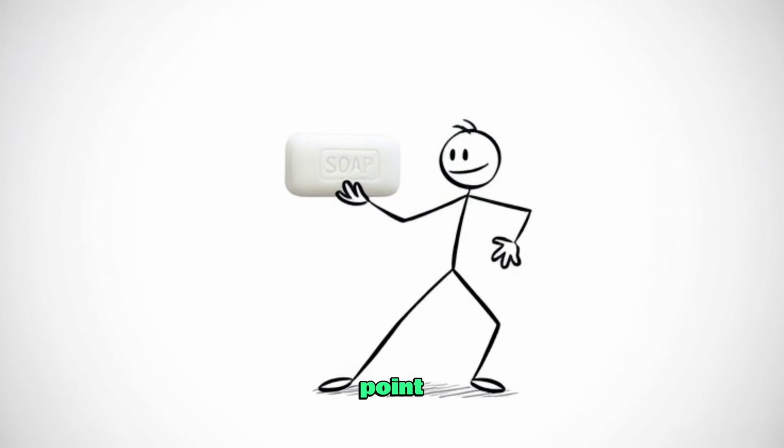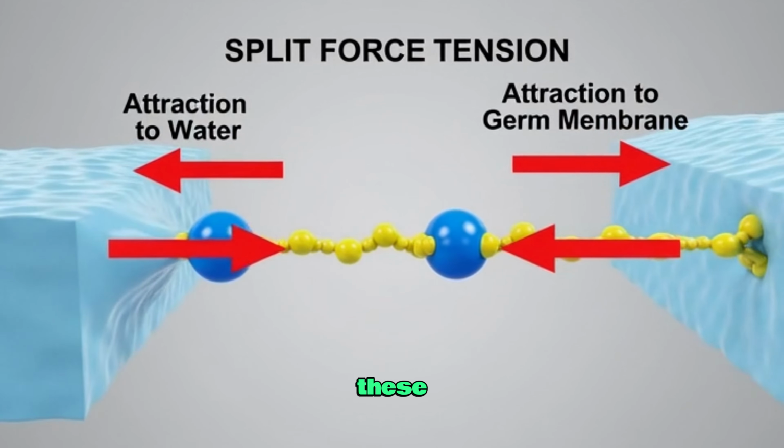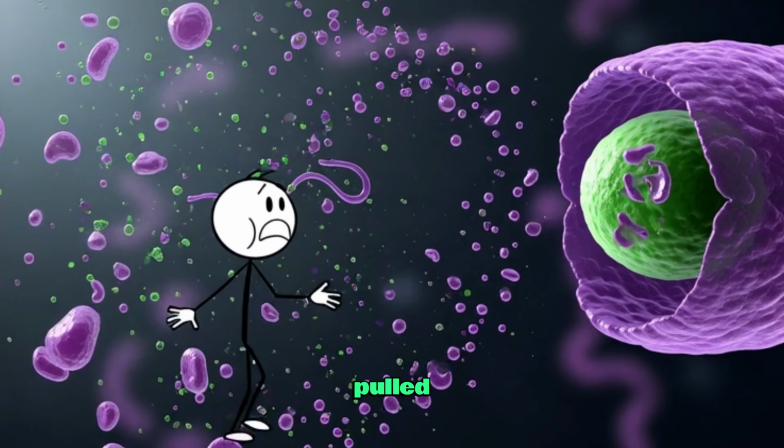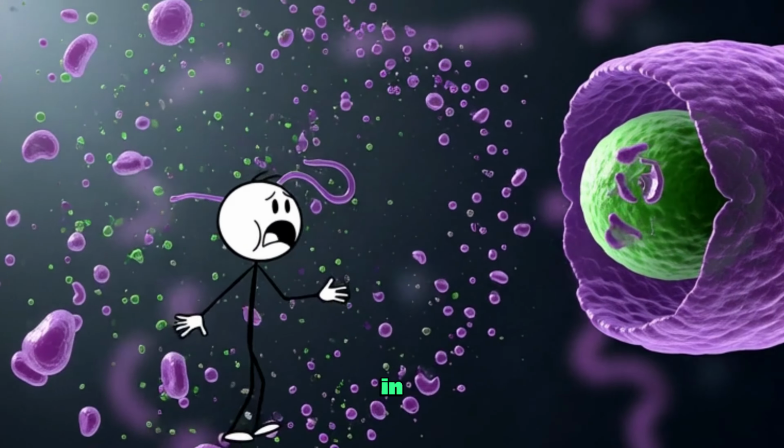But it's not just one molecule, it's thousands of them. They all start wedging themselves into the lipid layer from every angle. And because the other end of each soap molecule is being pulled toward water, these molecules create this incredible tension. They're literally being pulled in two directions at once. And then the membrane just rips apart. The soap molecules tear open the protective shell and the germs inside spill out. The virus or bacteria is now destroyed, broken into pieces, completely neutralized.